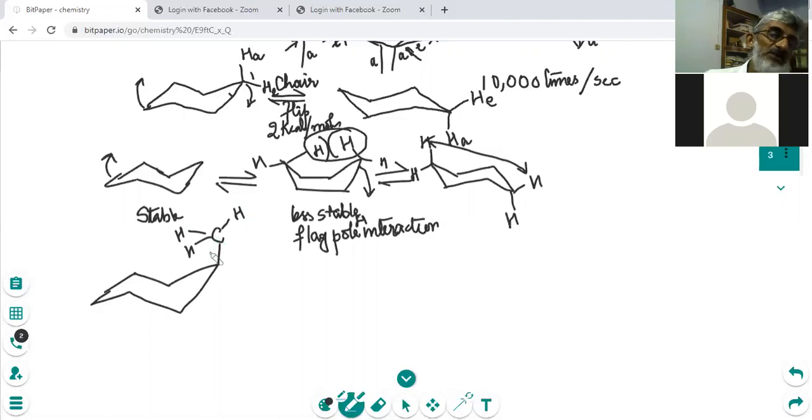Okay, and remember the rotation around this single bond is allowed. So this hydrogen will keep on changing the place. Now you can see here there is a hydrogen, and here also there is a hydrogen. So you have two hydrogens here and here. So these are very close to each other. And this interaction is known as 1,3 diaxial interaction.